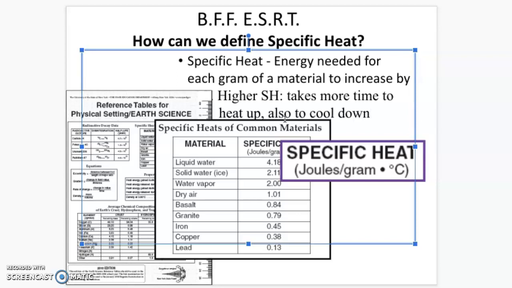So this is an important point, because if something has a high specific heat, I know it sounds like the reverse of what it means, but a high specific heat means it takes a lot of heat to change the temperature of this substance, while at the same time it holds its temperature for longer.